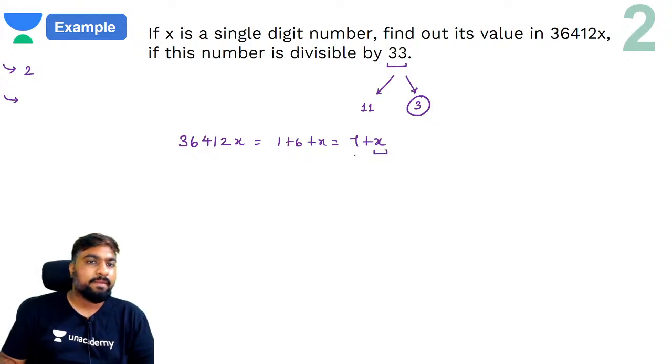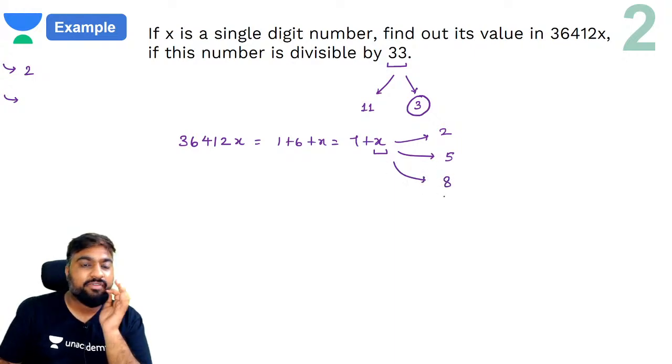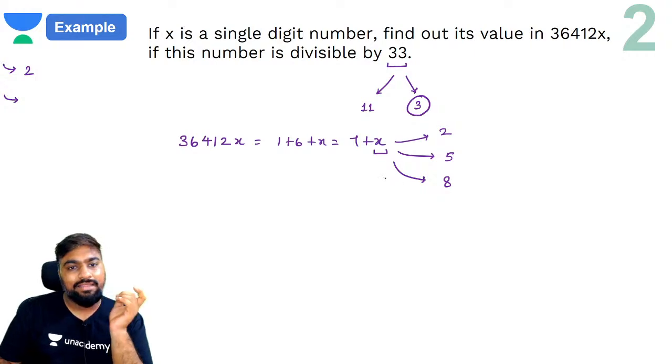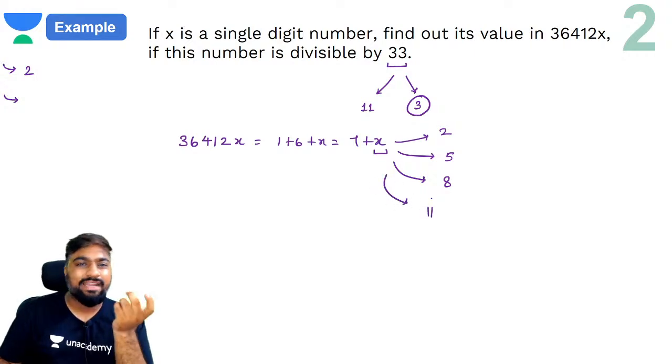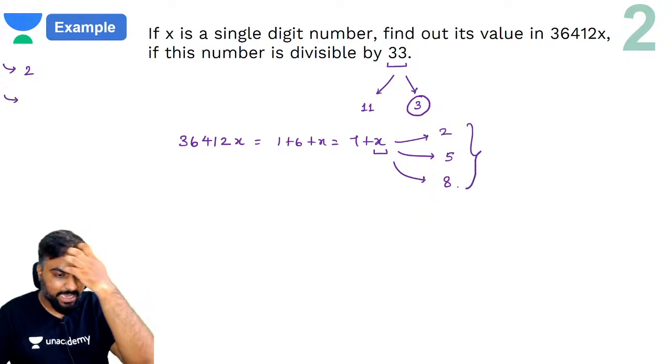7 is not divisible by 3. What should I add to 7 to make it divisible by 3? I can add 2: 7 plus 2, 9, divisible by 3. I can add 5: 7 plus 5, 12, divisible by 3. I can add 8: 7 plus 8, 15, divisible by 3. I can't add 11 because x is a single digit number. So any one of these could be my answers: 2, 5 or 8.